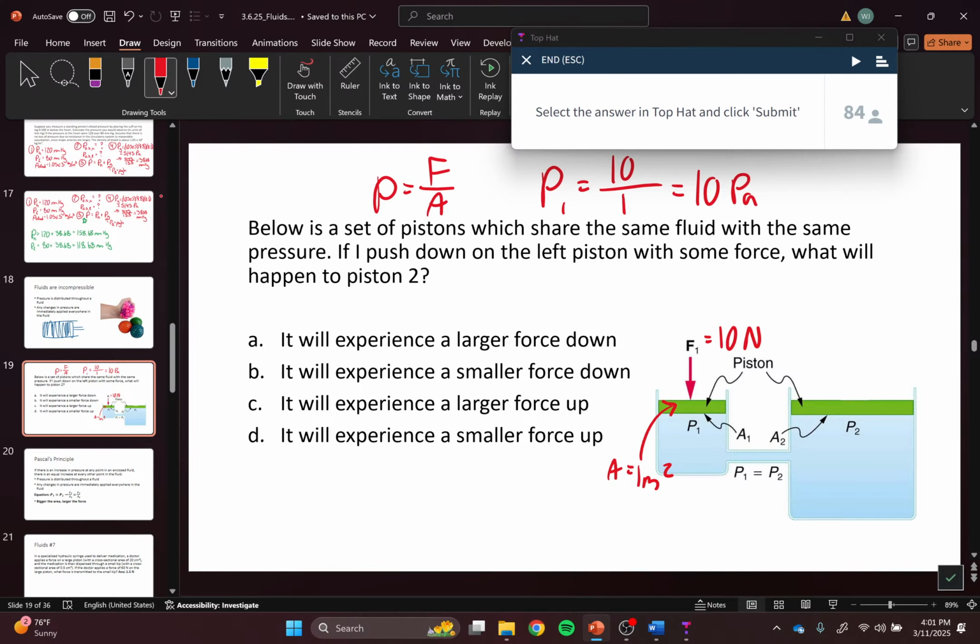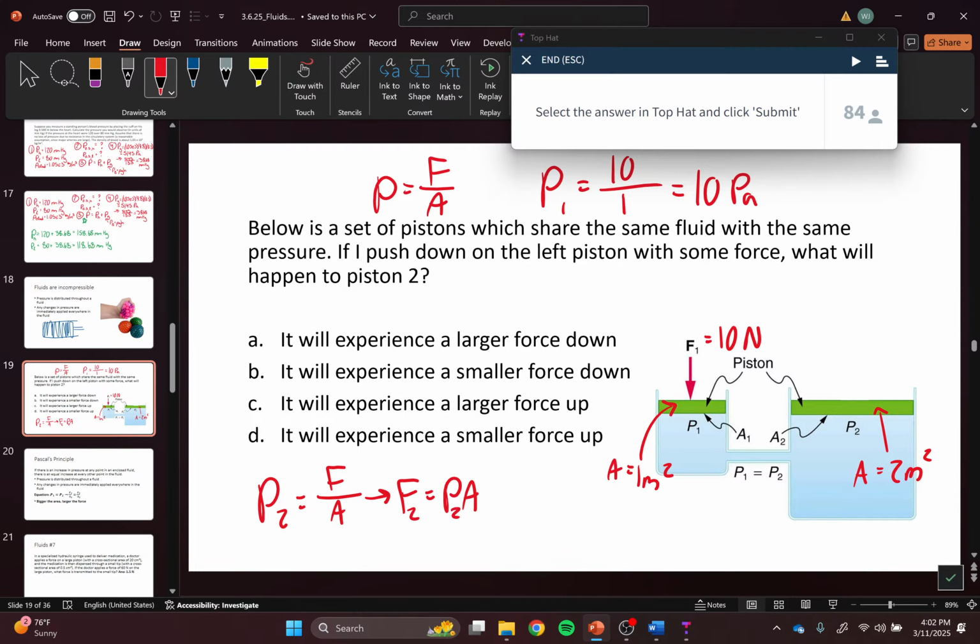All right. Let's look at pressure 2. That's going to equal force over area. But instead, I want the force. So I'm going to do P times A. Now, the area of this one's bigger. How much bigger? Let's just make it twice as big. That's nice and easy, right? It's a bigger number.